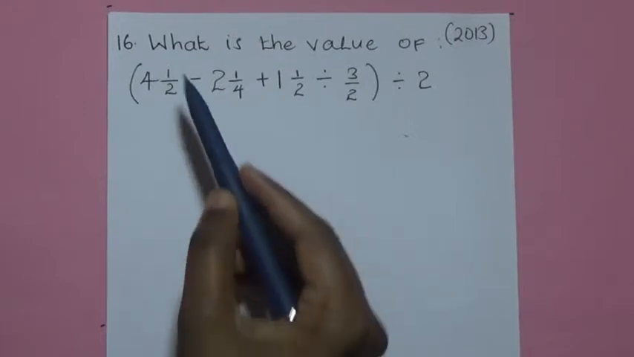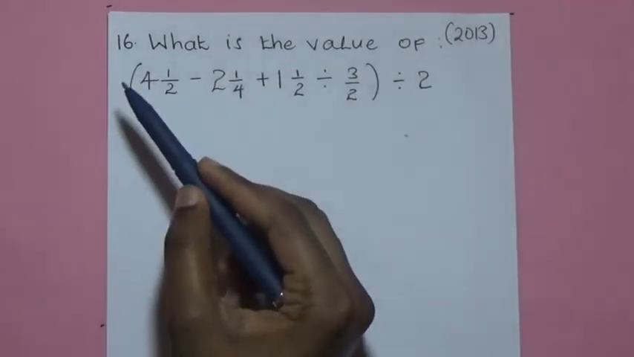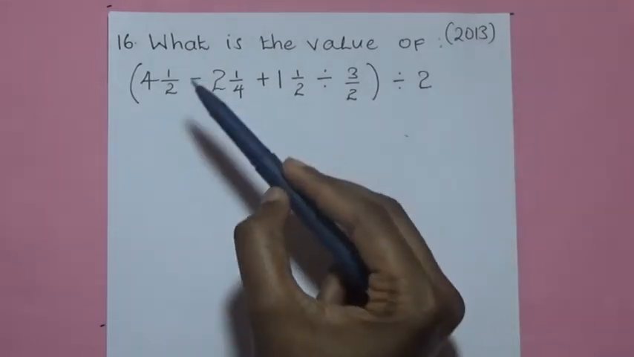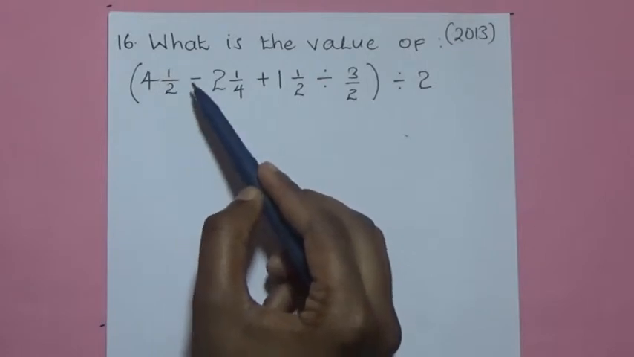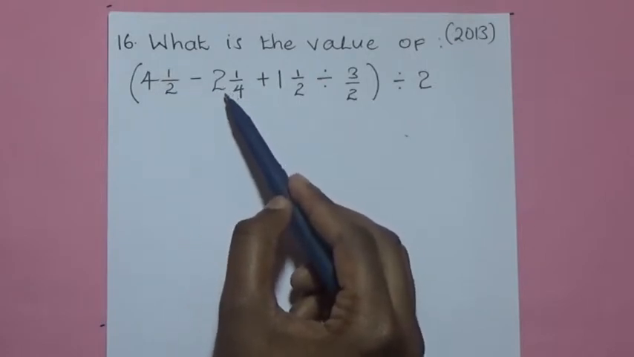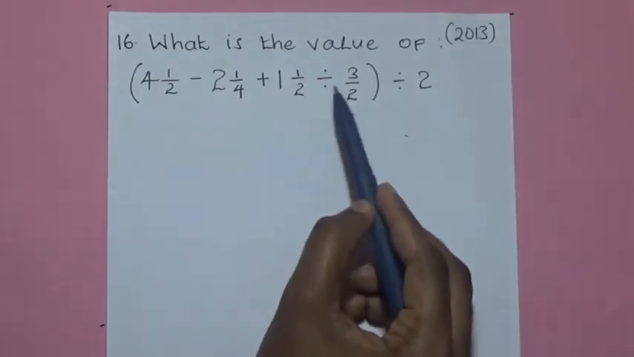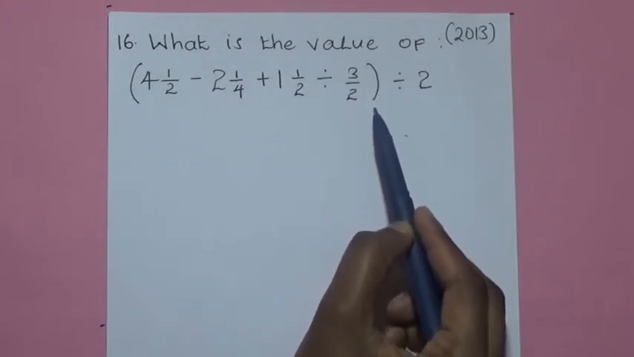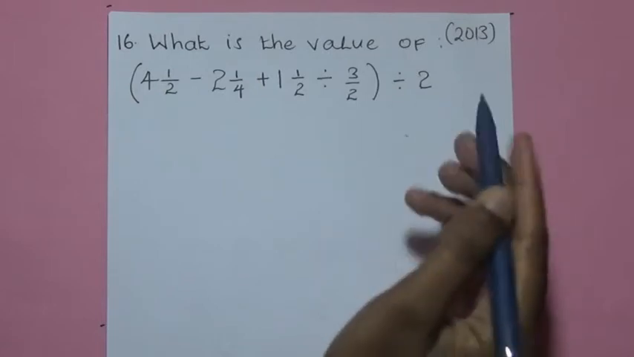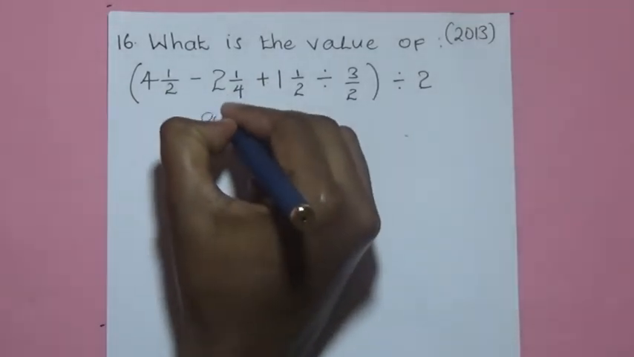Look at question number 16. This was in KCPE 2013. What is the value of, in brackets, 4.5 minus 2.25 plus 1.5 divided by 3/2? You close the brackets and then you divide by 2. We are going to apply BODMAS.